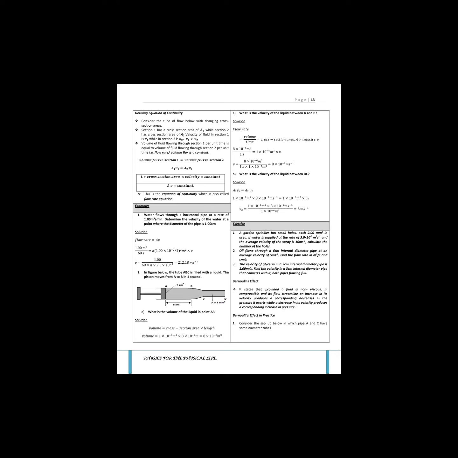26,377. The cross-section area is 7.8571 times 10 to the power of -5.